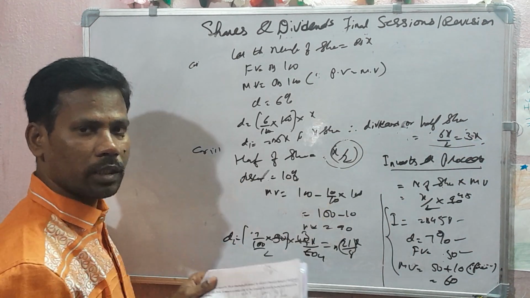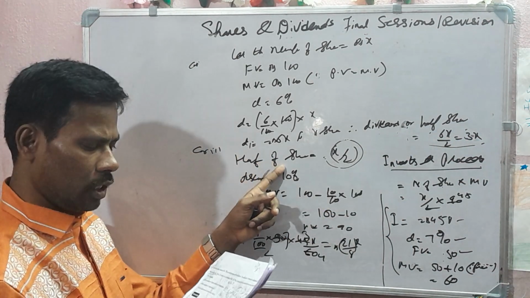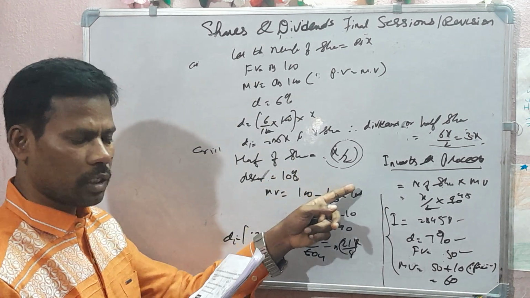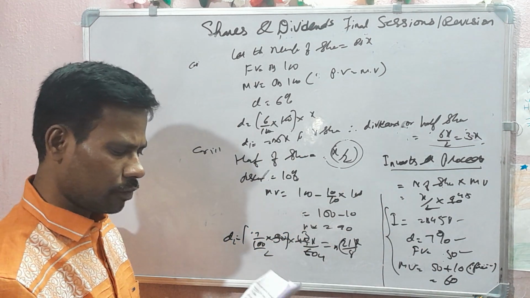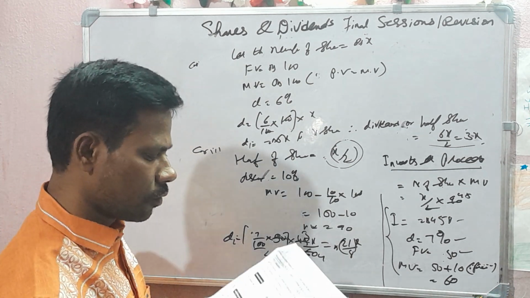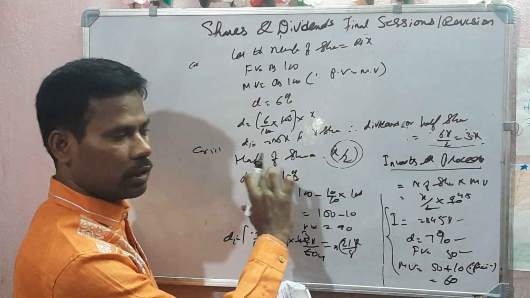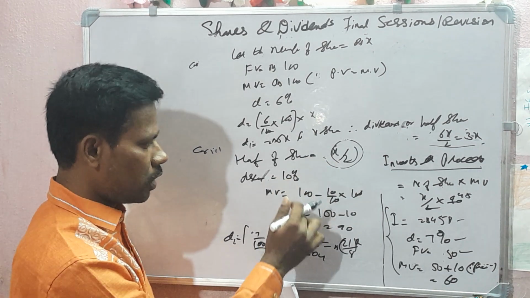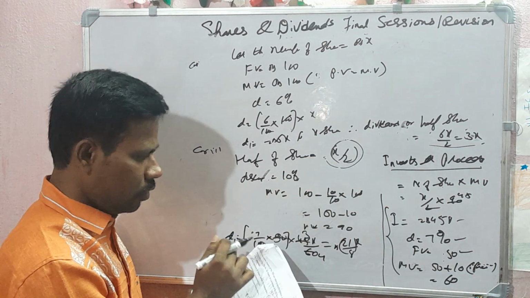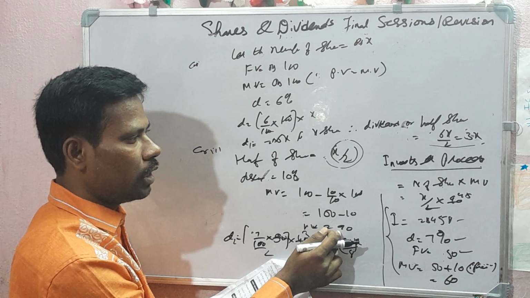So next part is continuation of case 2. He sells half of the shares at a discount and invests the proceeds, like this. So whatever we have done, this is case 2. Invest the proceed means half of the shares, x by 2. Discount they use 10%. So from this market value is 90.